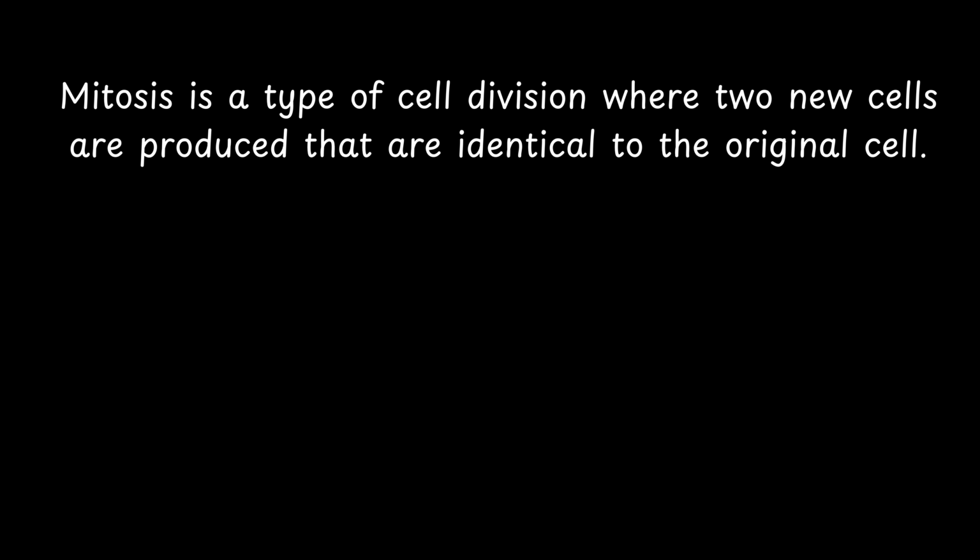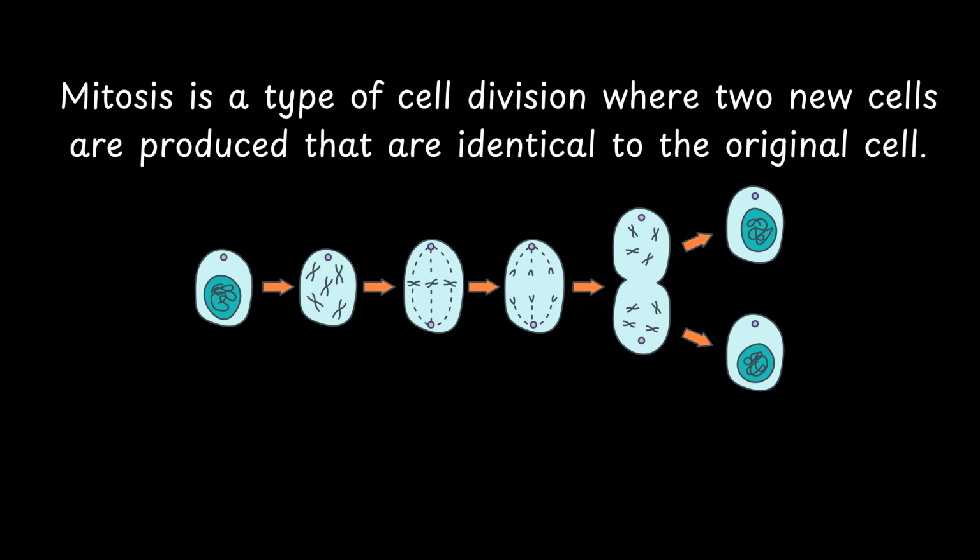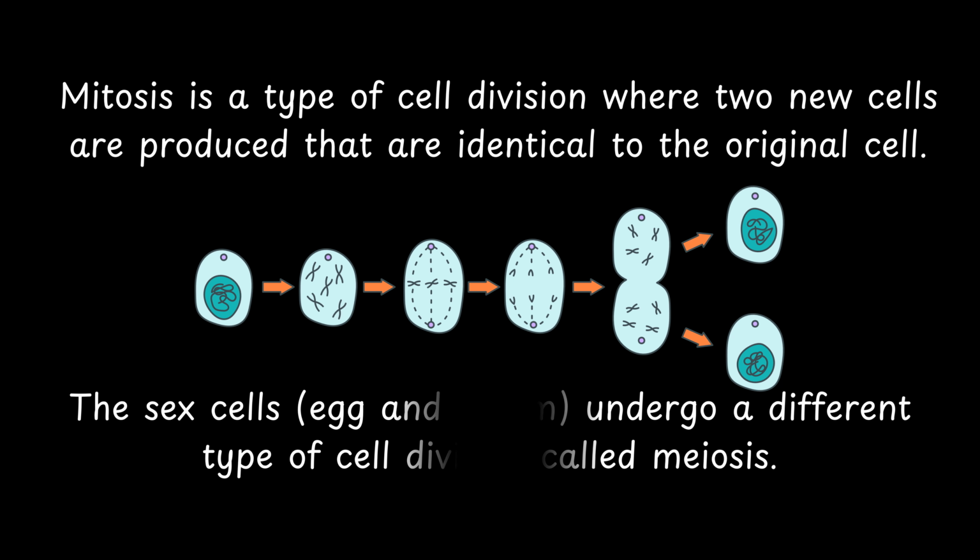Let us now look at the importance of mitosis. Mitosis is a type of cell division where two new cells are produced that are identical to the original cell. And you can see that in the diagram below. Please note, students, that mitosis occurs in our body cells. That is how our body cells are produced. But our sex cells, which would be our egg cell and our sperm cell, undergo a different type of cell division that is called meiosis. And we'll talk about meiosis later on.